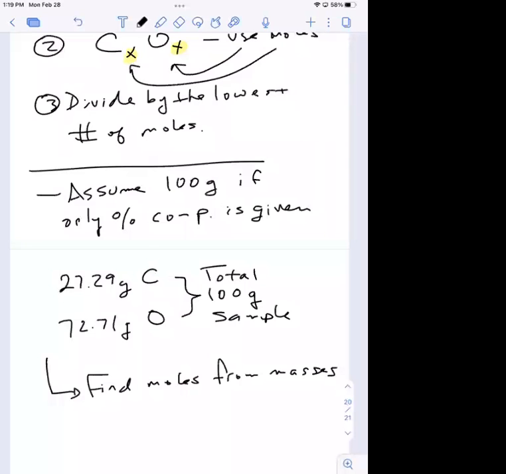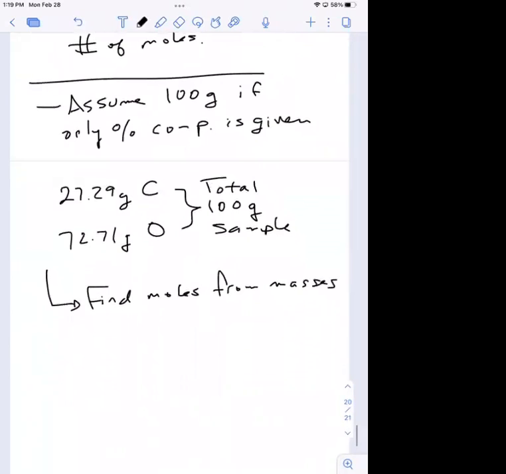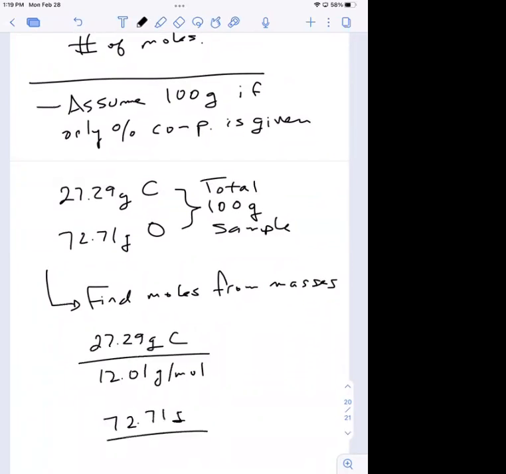We're going to find the number of moles. I was going to ask if we had to divide the mass by the atomic mass. Yes, sir. That's exactly what we're doing for both of them. So that's going to be for carbon, and then this is going to be for oxygen. All right. Go ahead and calculate that. Tell me what you got.